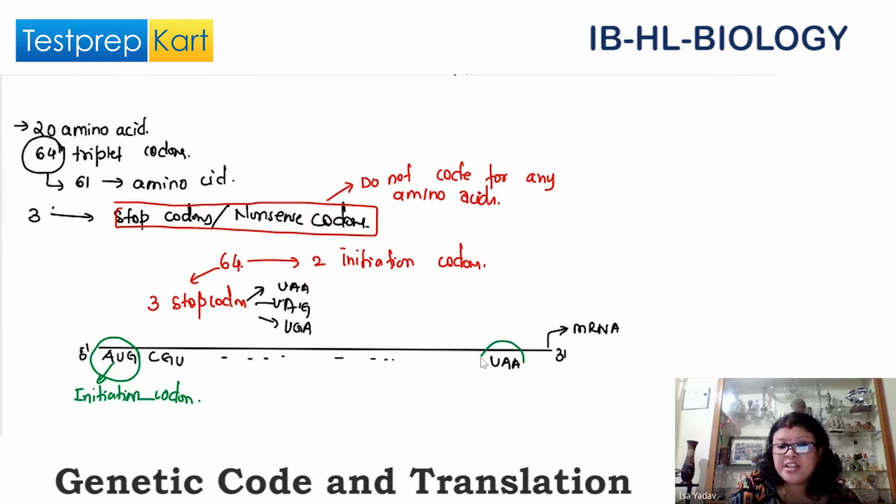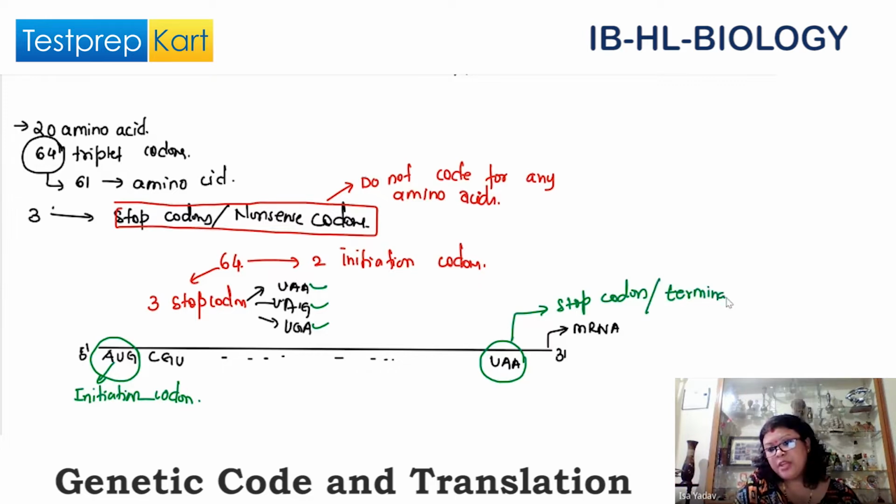Now, the moment it reads UAA or UAG or UGA, any one of these, this is called the stop codon, or termination codon. Whenever a tRNA reads the stop codon, that means it has to stop the process of protein synthesis. It should terminate the process of protein synthesis.